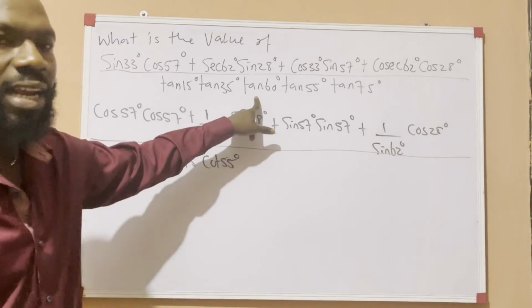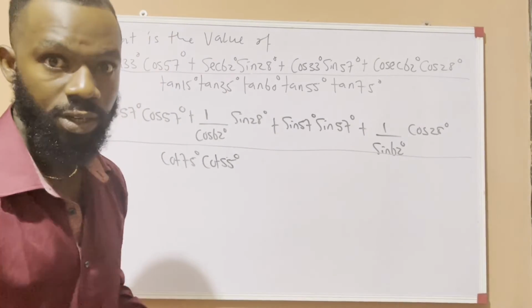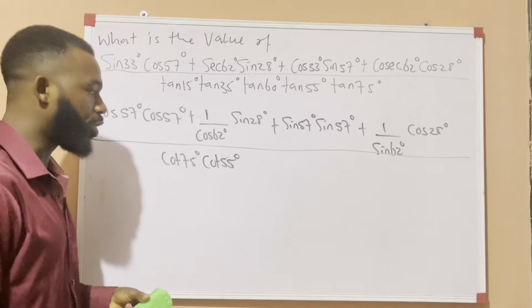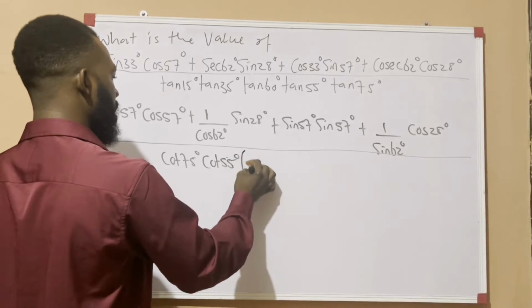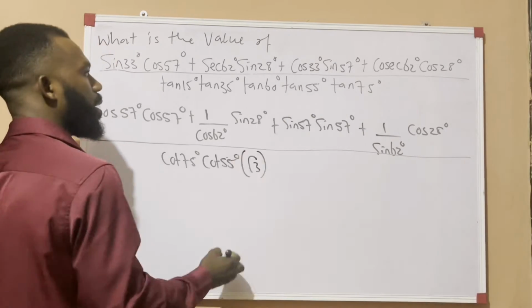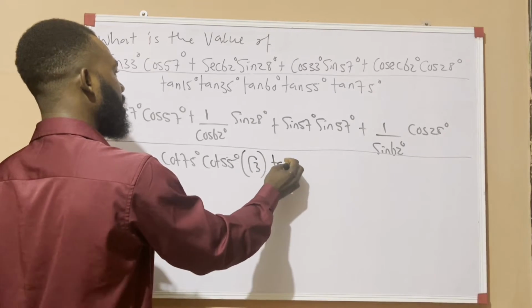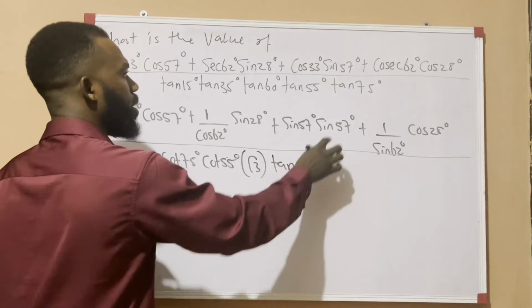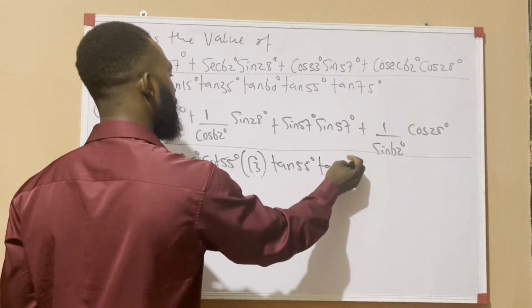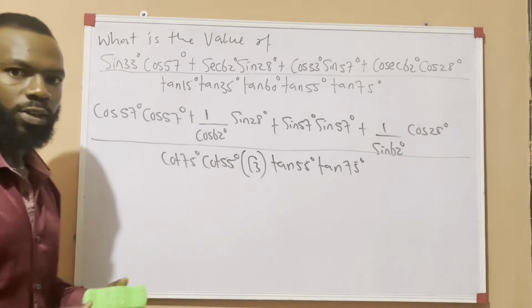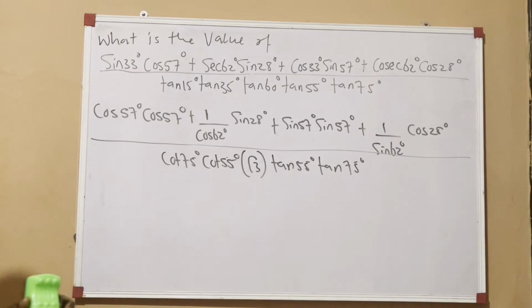Now we have tan 60. What is tan 60? Tan 60 is root 3. Are you with me? So I have brackets root 3. Then tan 55, let's leave it as tan 55, and let's leave this also as tan 75 degree. You see what I'm doing? One after the other, step by step.